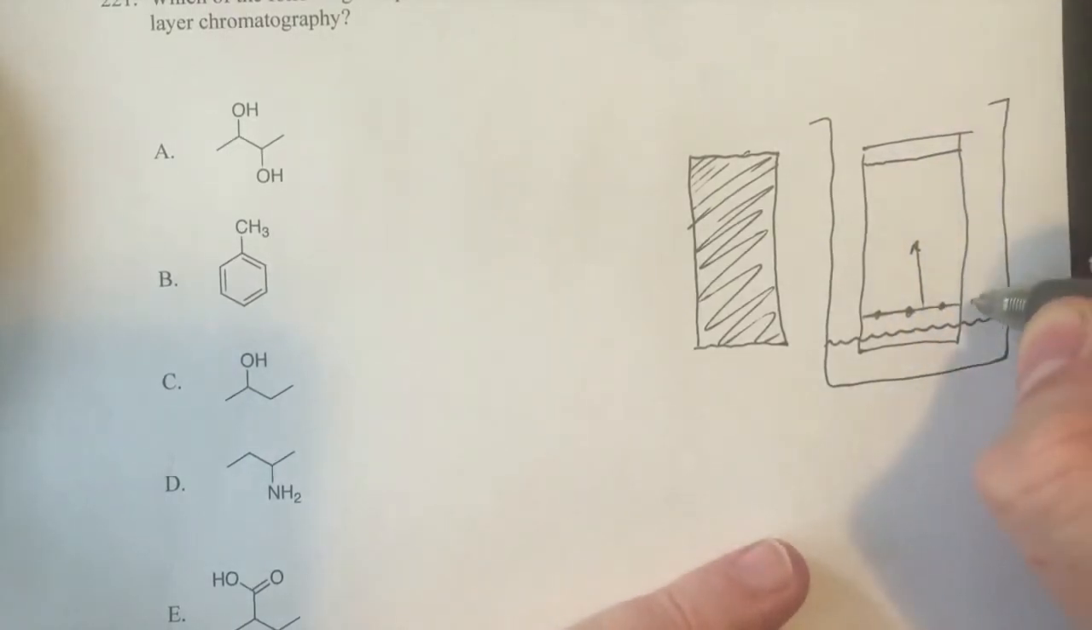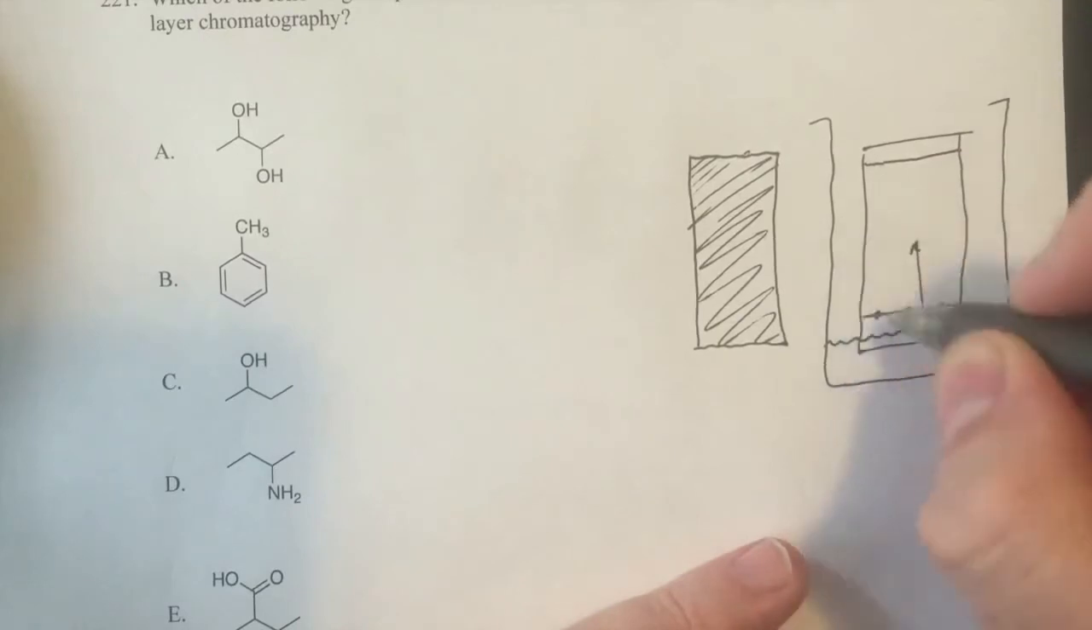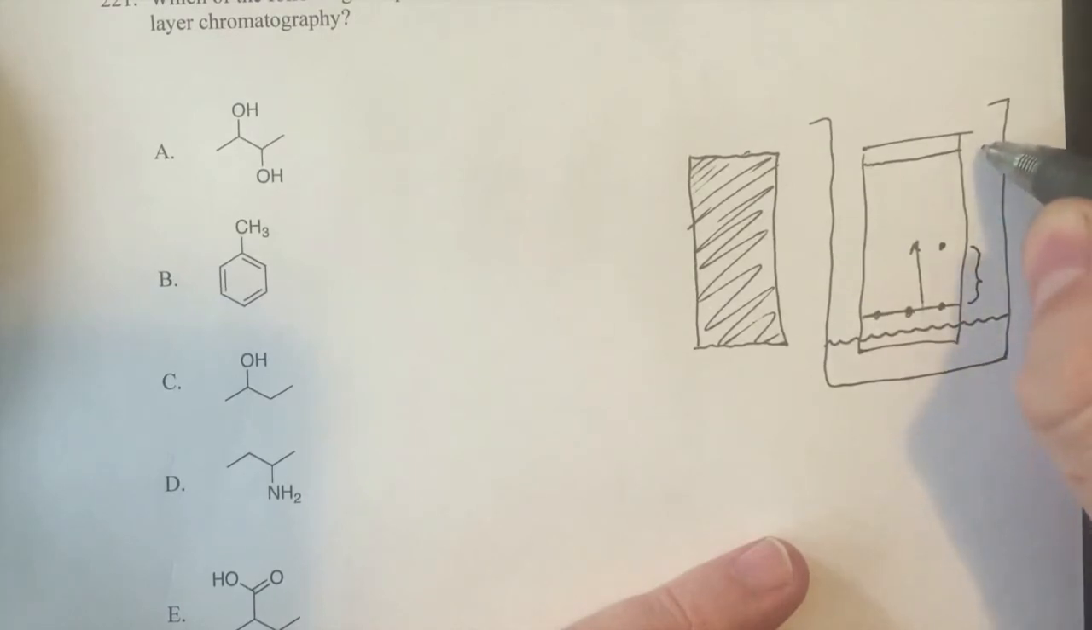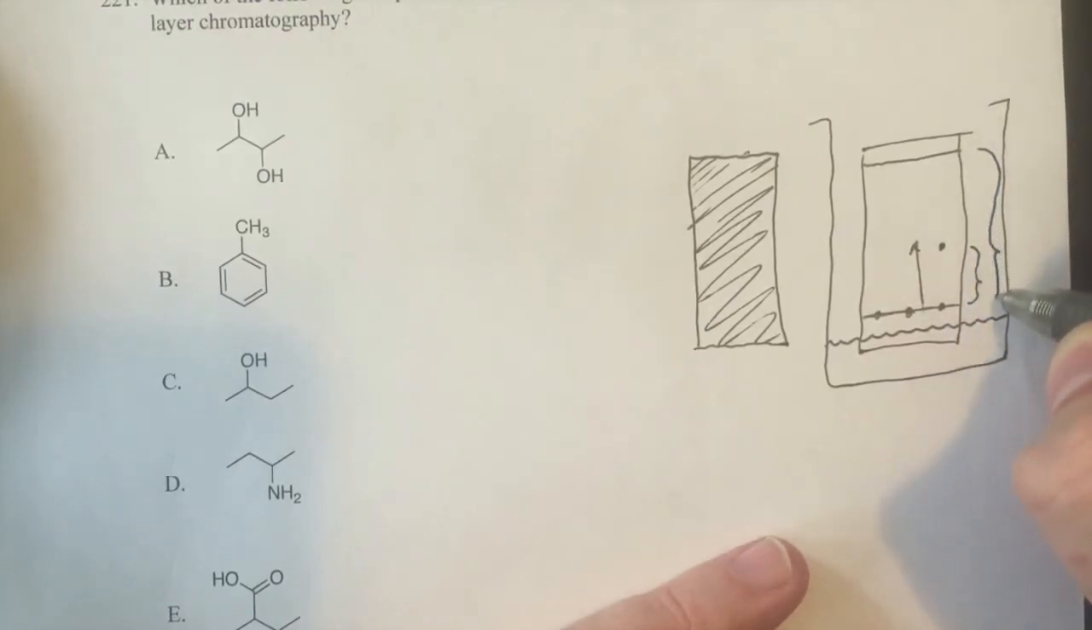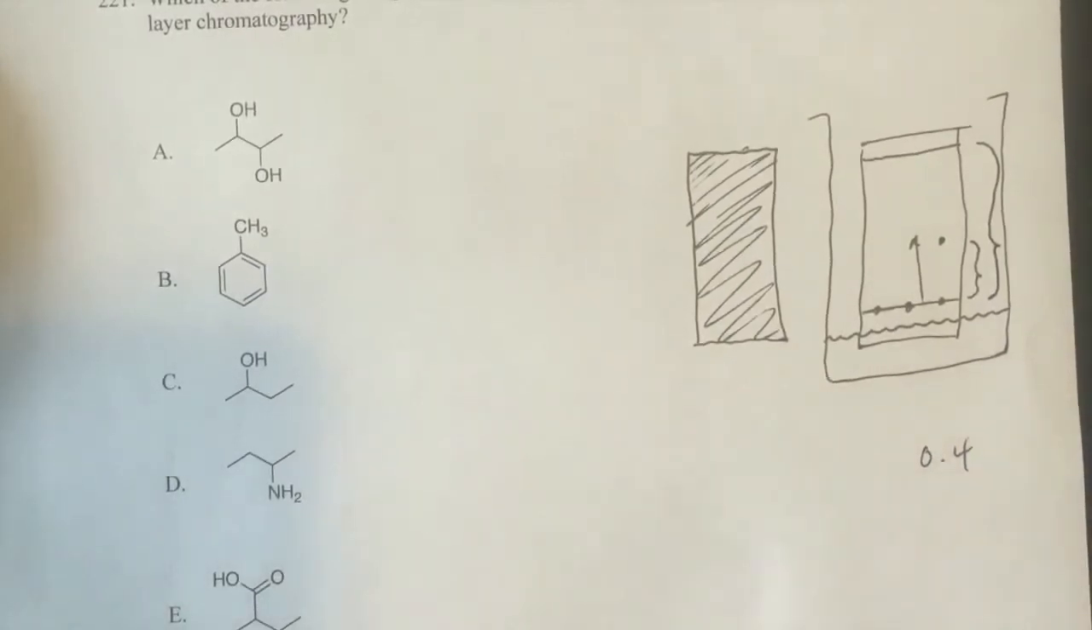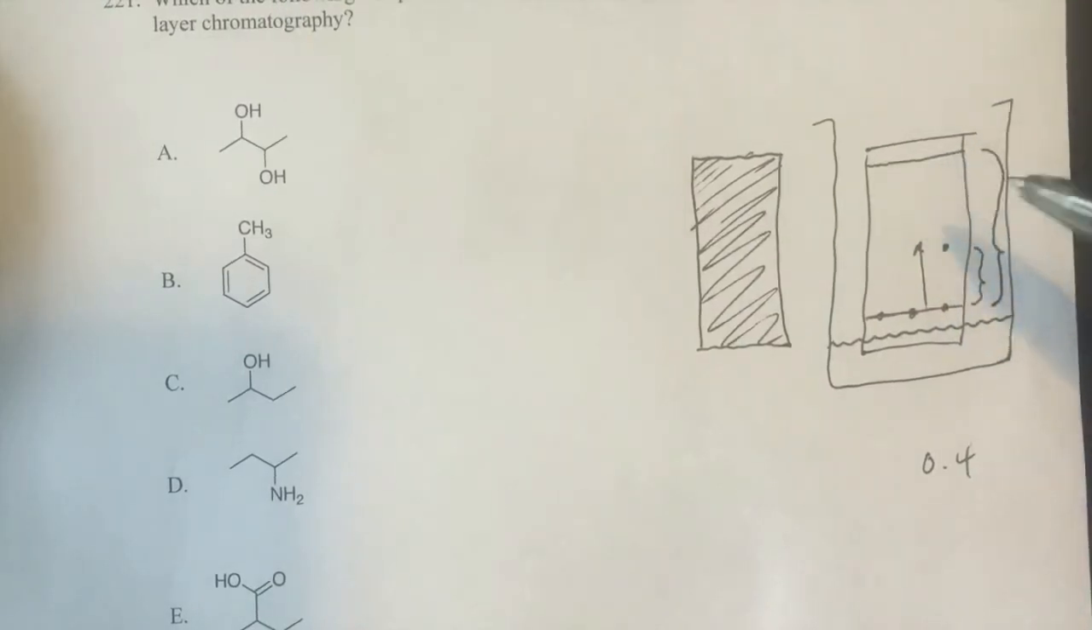And then you basically measure the distance that these guys travel. So say, for example, this dot here traveled till there. Then you take this distance and you divide that by this distance that the solvent traveled. And that'll give you a fraction, 0.4, 0.5, 0.7, whatever. If the spot moved all the way with the solvent, then that would be an RF value of 1, right? Because it would be whatever this distance is divided by itself. So the higher the RF value, the further the compound traveled.